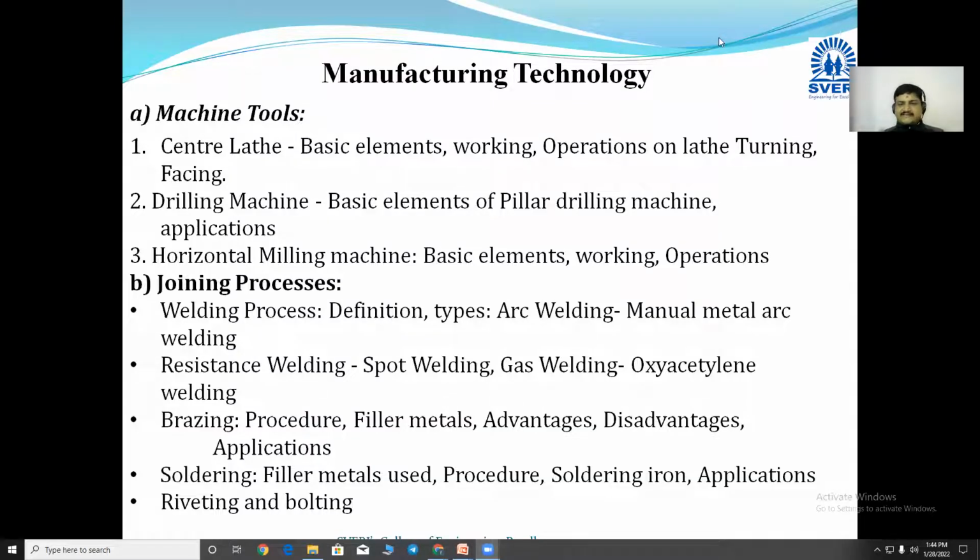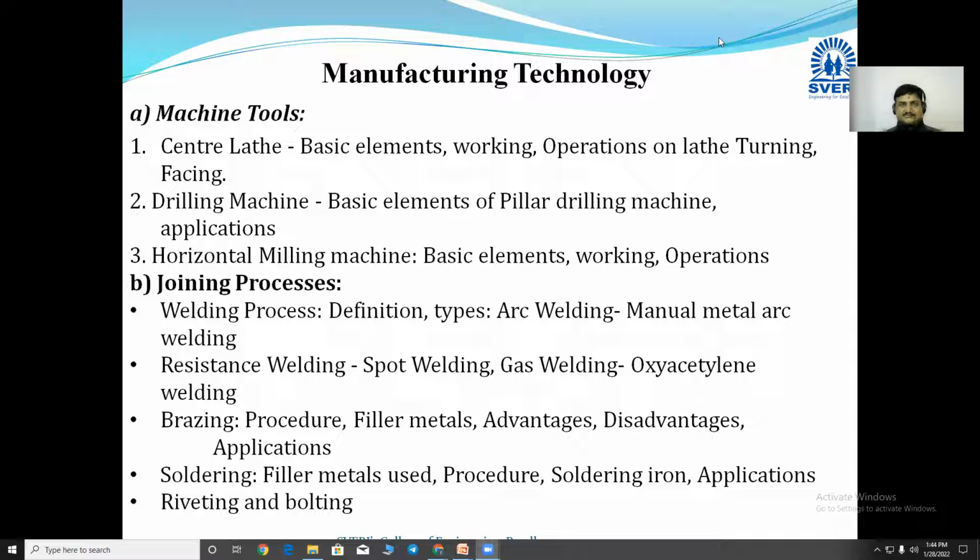This is actually the syllabus of this Unit number 6, machine tools and joining processes. This particular chapter is divided into two different sections. First section is of machine tools and next section is of joining processes. Two machine tools we are going to learn, center lathe and drilling machine, and 5 different methods of joining processes: welding, brazing, soldering, riveting and bolting. Two machines and 5 processes under this particular unit.